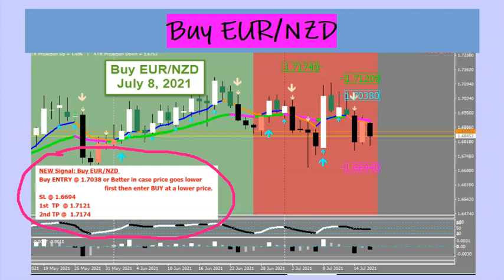Let me get another tool. There we go, there's the buy entry, and it was based on this signal right there. At the close of that candle, I entered a buy trade at 1.7038. Then I give you the stop loss right here, guys. The stop loss is 1.6694. First take profit target right here. Second take profit target right up here.